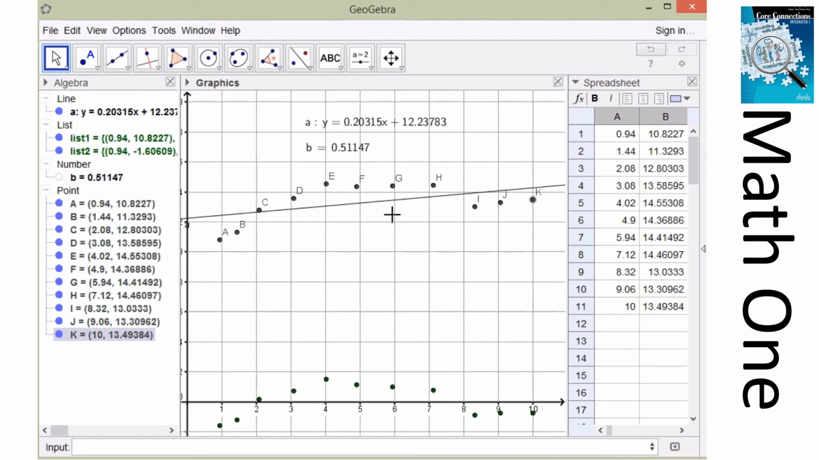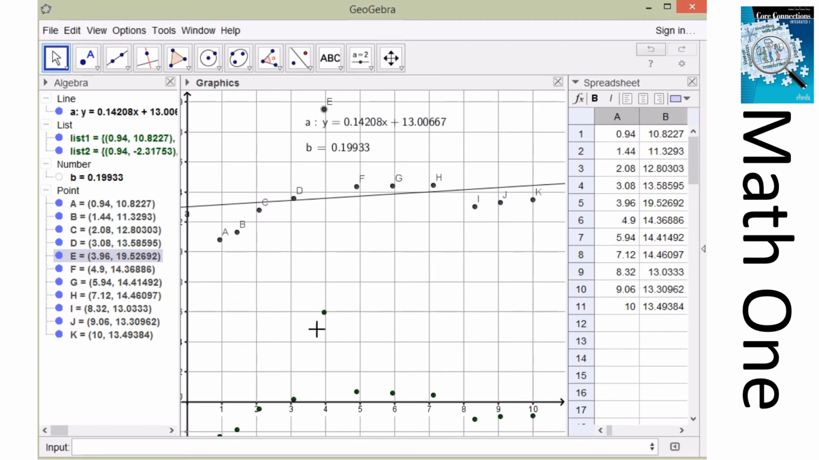And then the residuals, right? Each of these have residuals. In fact, at this point, E has a very, very large residual because you can see this is the point where the model says, if I plug in 4, the model's saying it should be right here, but the point E itself has a value that's way, way up here at 19.52. So that's just the vocabulary and the ideas associated with scatter plots and some data analysis that we've done in Math 1.